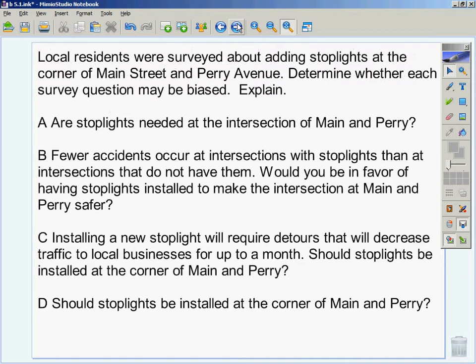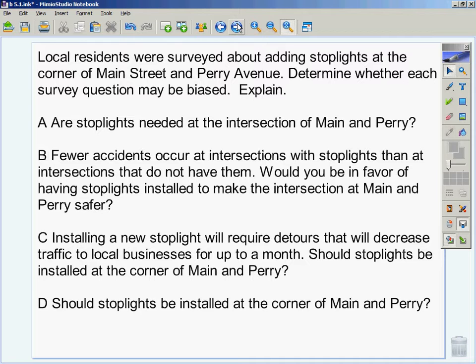So, local residents were surveyed about adding stoplights at the corner of Main Street. This you're not going to find in your pack, but you don't need to write it down. You're going to see that this is pretty simple. There's no concrete right or wrong necessarily, but we're going to find right and wrong in the way this is worded. So, they're adding stoplights at the corner of Main Street and Perry Avenue. Determine whether each survey question may be biased, and they want you to explain.